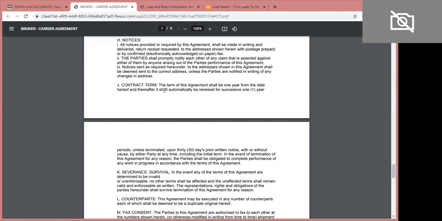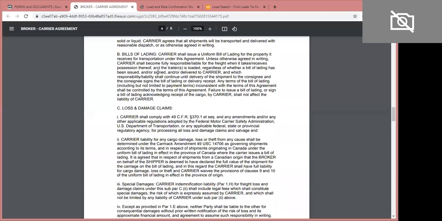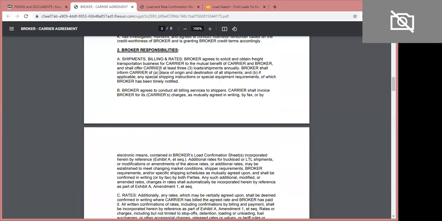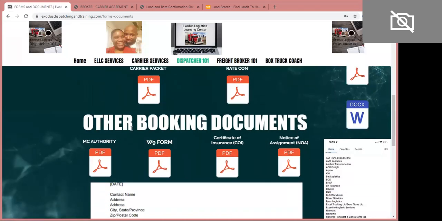You follow? Yes. Okay. So fill out this broker carrier agreement. You send this back to the broker. Remember what I was saying? You send this back to the broker along with those other documents: the MC authority letter, W-9, certificate of insurance, and the NOA power of attorney.